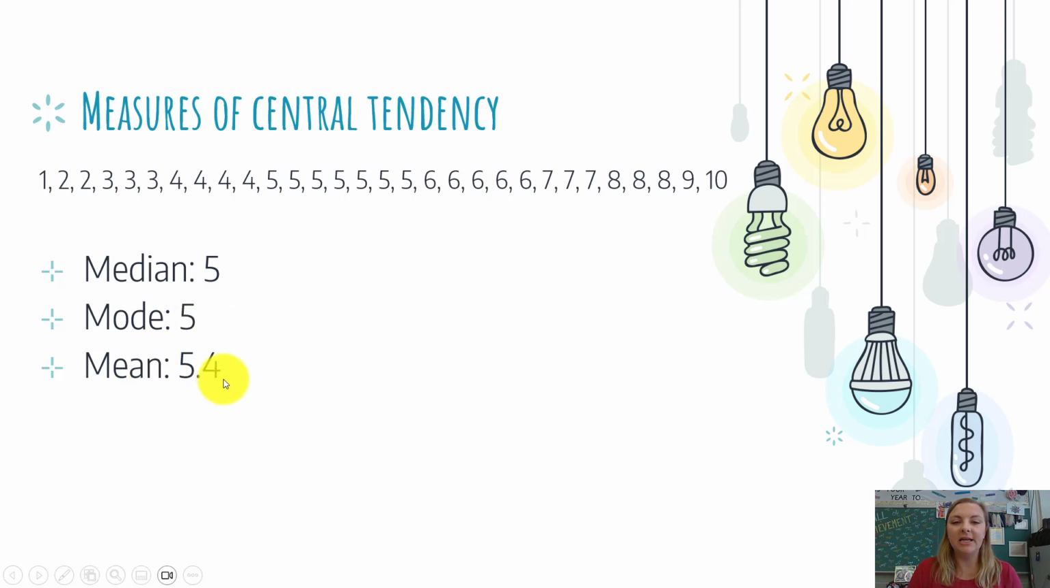Our mean then is going to be all of these numbers added up and divided by the number of data points. In this case, our sum would be 168, and there are 31 data points, and so we would take 168 divided by 31, which gives us 5.4. So again, our median, mode, and mean are measures of central tendency, and you will absolutely be asked to find these on an AP exam.